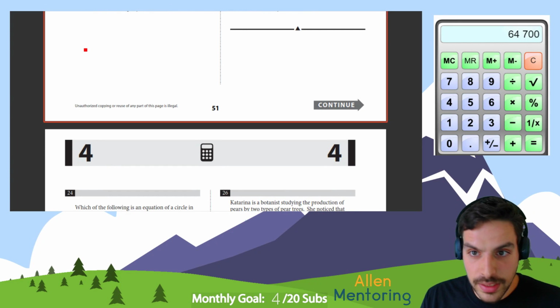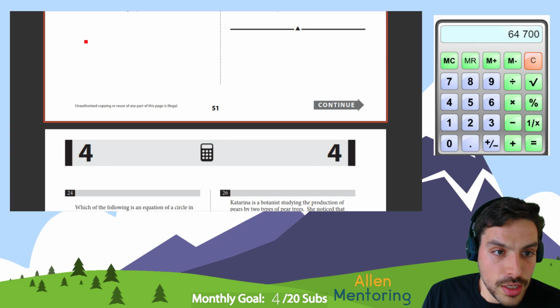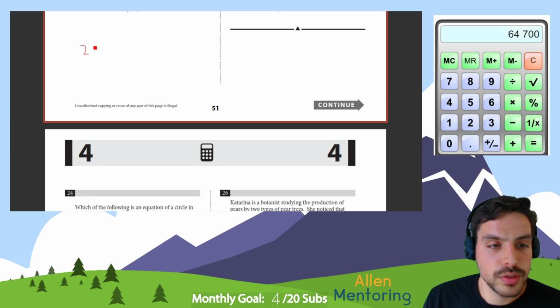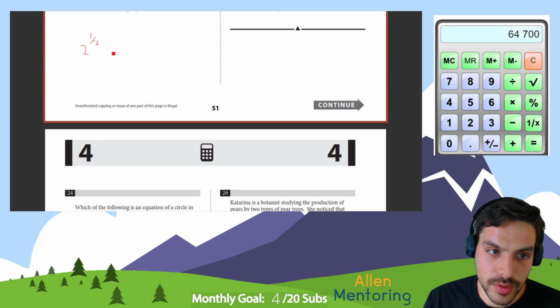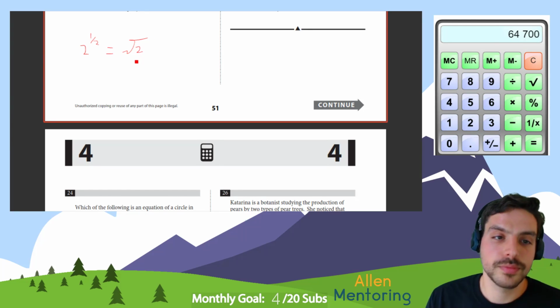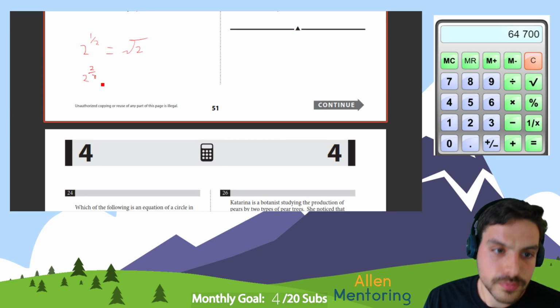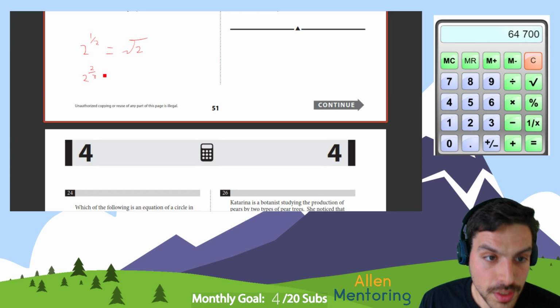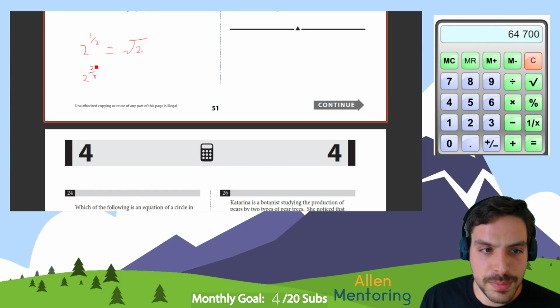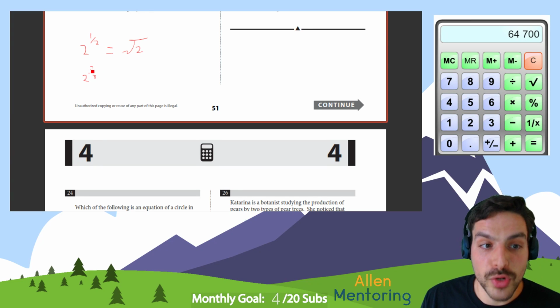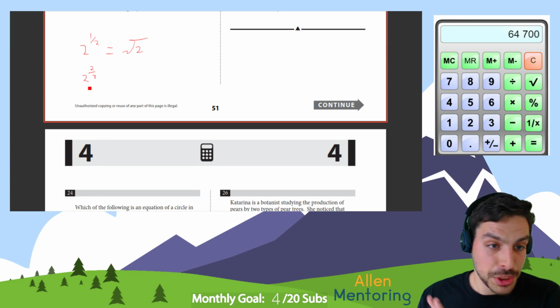So Bob Gills asks, if you have something like, let's say, 2 to the 1/2 power, okay? He knows that this is equal to the square root of 2, okay? But what if you have something like 2 to the 2/3 power? Okay, it's a great question. So when you have fractional exponents, okay, the number in the numerator of this fraction is actually just a regular exponent.